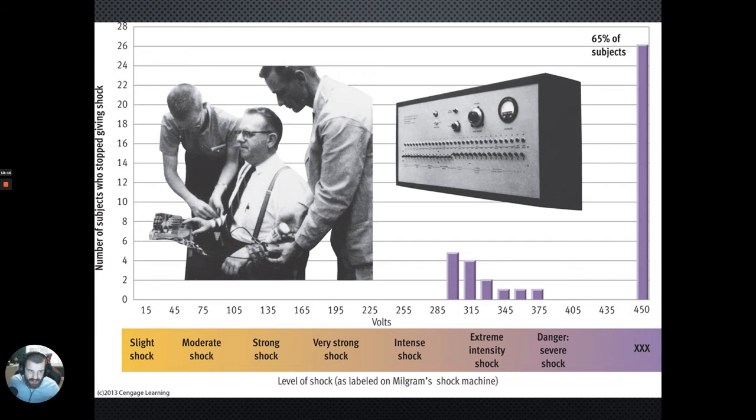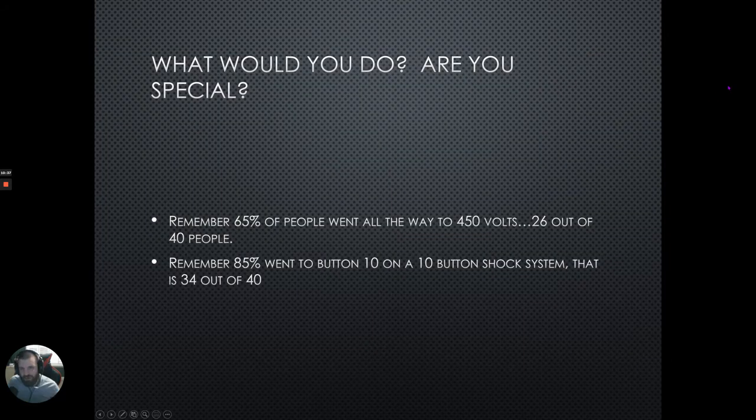And so 65% went quite far, all the way to the end, labeled XXX, like fatal level voltage of electricity. It's quite high, definitely enough to cause significant injury or even death. But if you look, there weren't really even any questions until you got into the realm of 300 volts of electricity. So that was quite high and quite shocking.